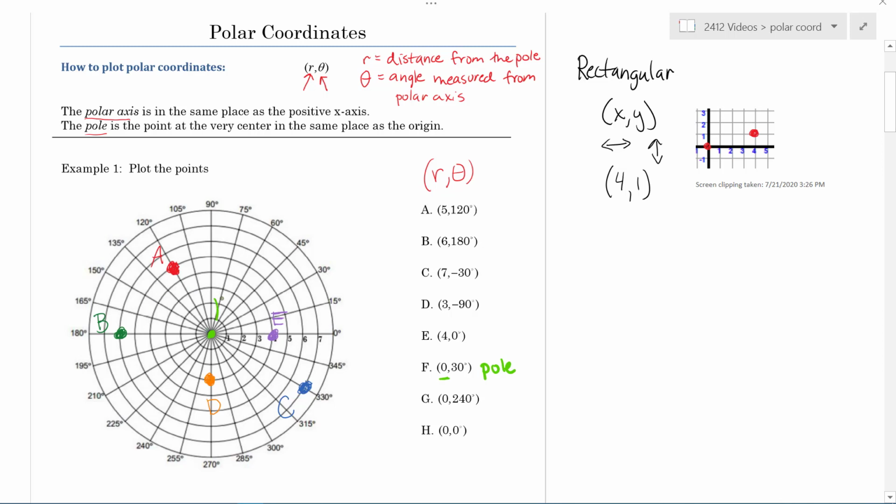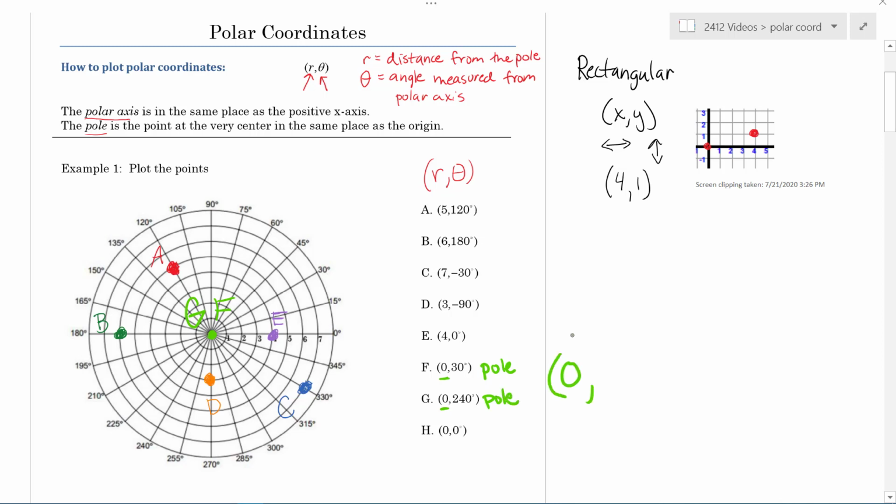So that's point F. Okay, let's look at point G. Point G is 0, 240 degrees. So we're supposed to plot this point 0 units away from the pole. So starting at the pole, go 0 units away. Okay, well then I'm still going to be standing at the pole. It doesn't matter if I'm facing maybe in the direction of 240 degrees. I'm still standing and plotting that point at the pole because the R value is 0.